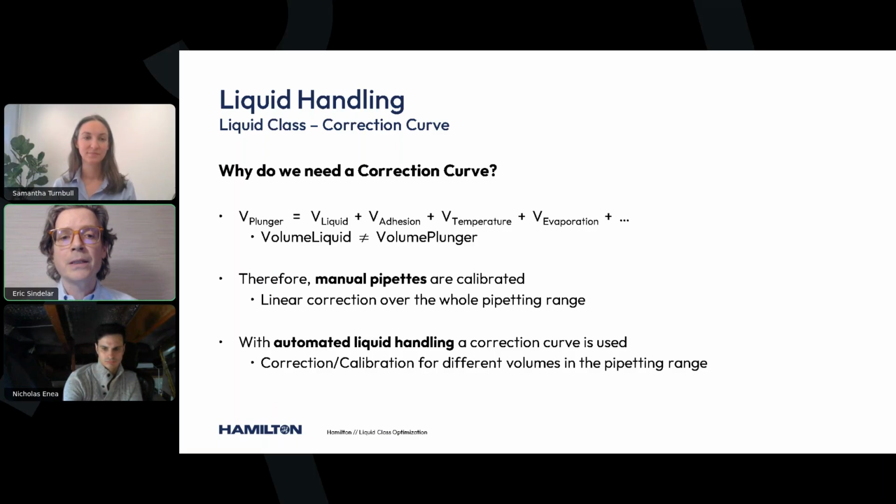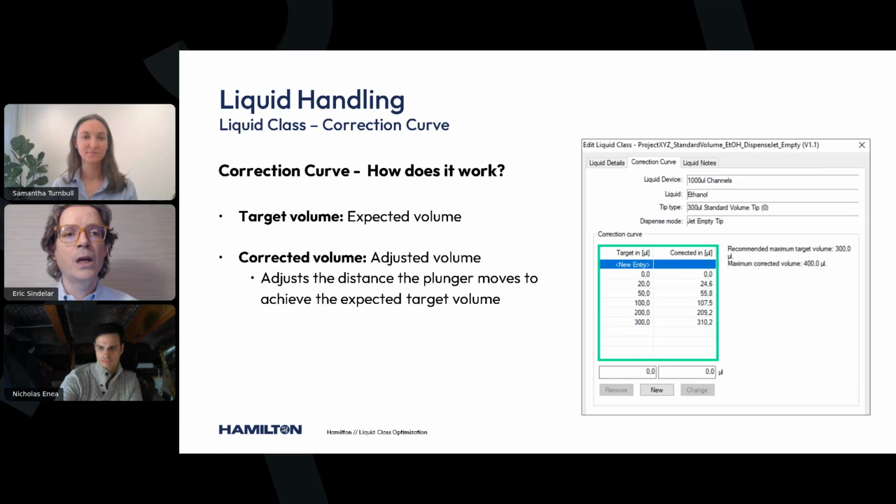So manual pipettes are actually calibrated, where you have a linear correction across the whole pipetting range. With automated liquid handling on our platforms, a correction curve is used where, for different volumes, you can have a corrected volume for each specified volume. So how does it work? For each target volume, you would have this corrected volume. On the right side, you'll see an example of a liquid class, with a column for target in microliters and a column for corrected in microliters.